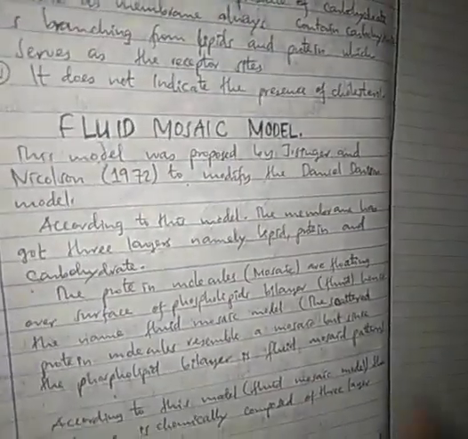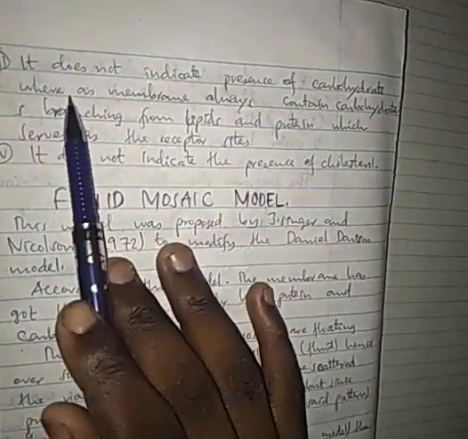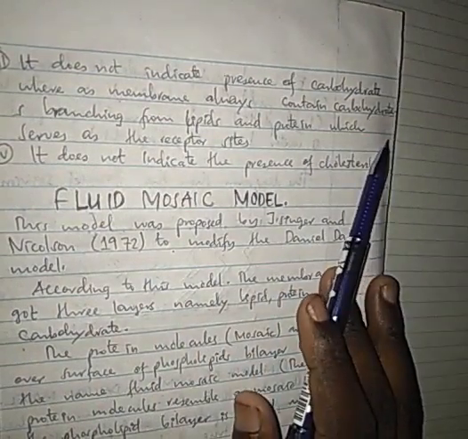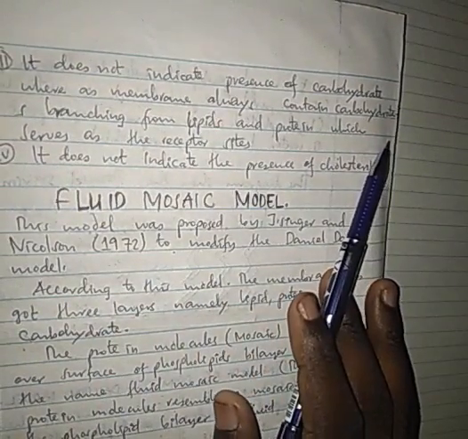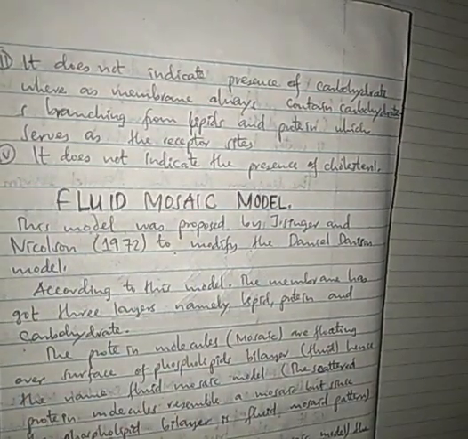Also, the third thing, it does not indicate the presence of carbohydrate, whereas the membrane always contains carbohydrate. Hakusema kwamba kwenye membrane kuna carbohydrate. Na ya 4, it does not indicate the presence of cholesterol.